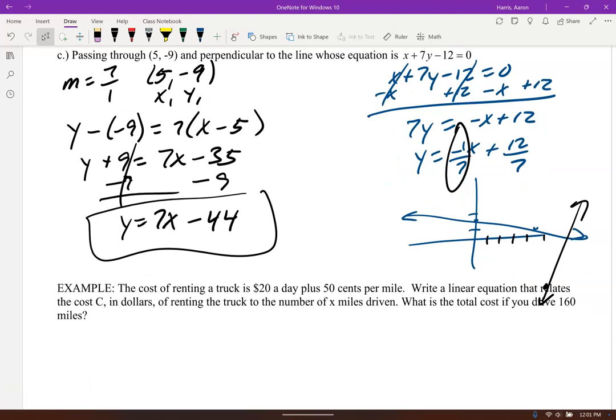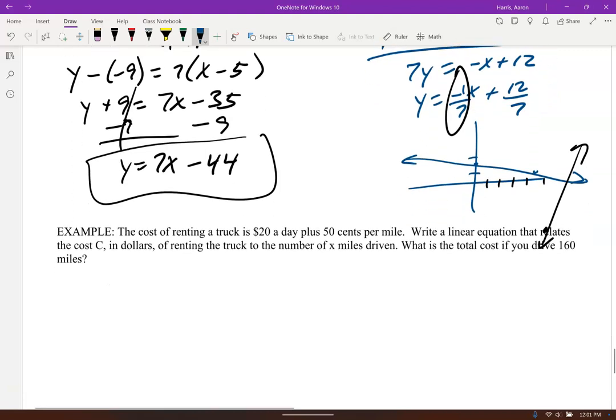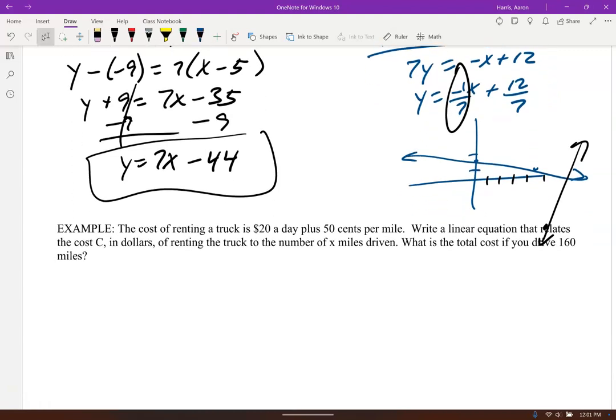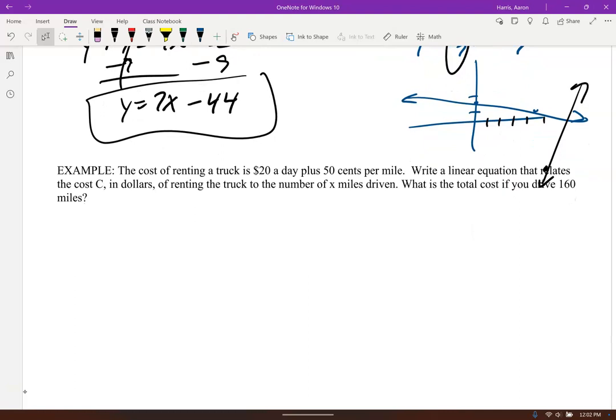All right, last example, just an application. The cost of renting a truck is $20 a day plus 50 cents per mile. Well, we're trying to find the equation for this. So let's do it in terms of total cost C to x miles driven, and total cost. Okay, and we're trying to write the equation for the total cost based on x miles.